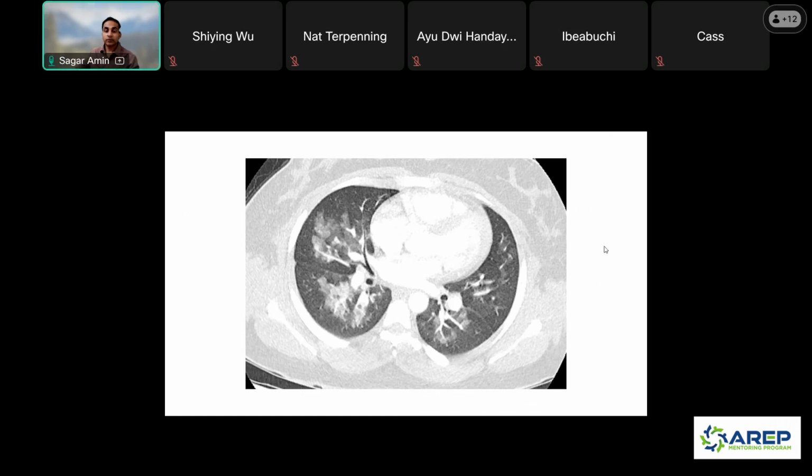Okay, this one's unique. Anyone want to describe the findings? Perihilar opacities. Mm-hmm. Subacute ground glass. Okay, and what are things that can cause that? It's a very non-specific finding, but what are things that you would think of when you come across something like this? Pulmonary edema. Alveolar edema. Mm-hmm.